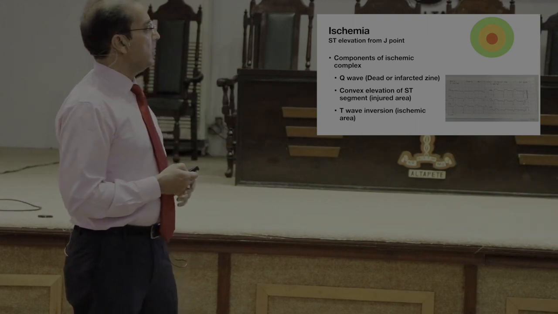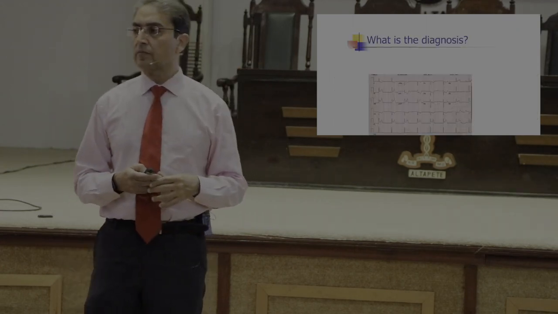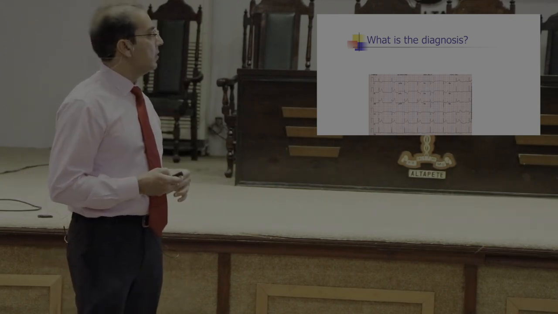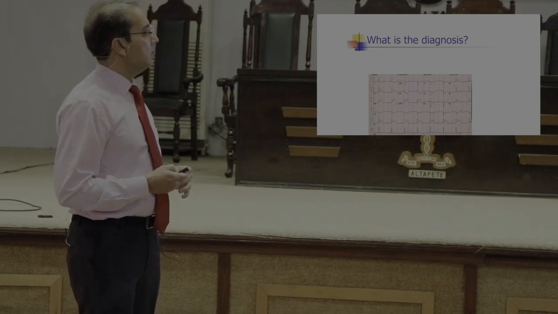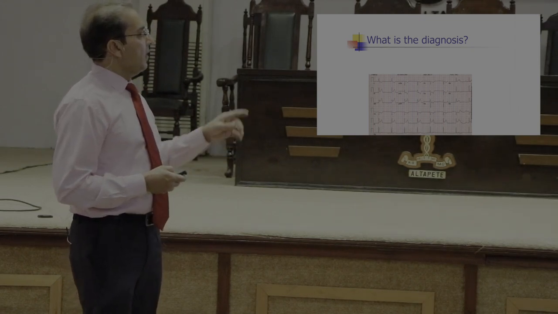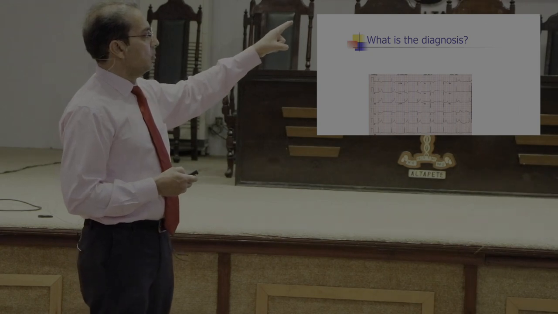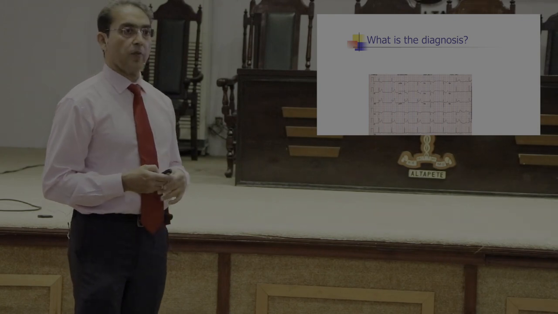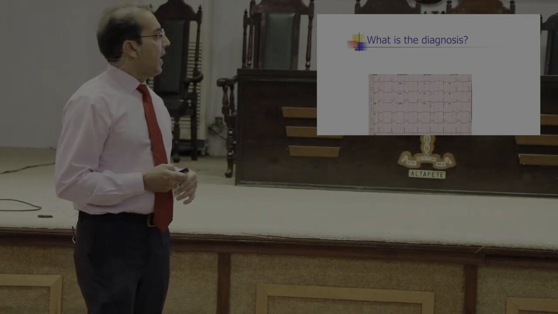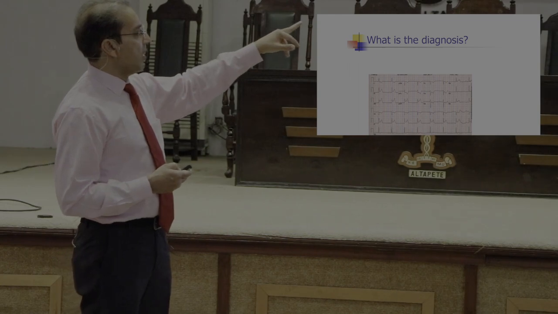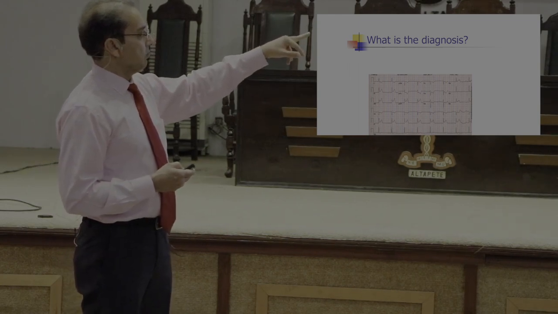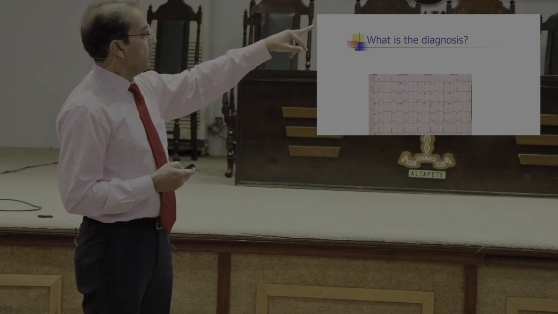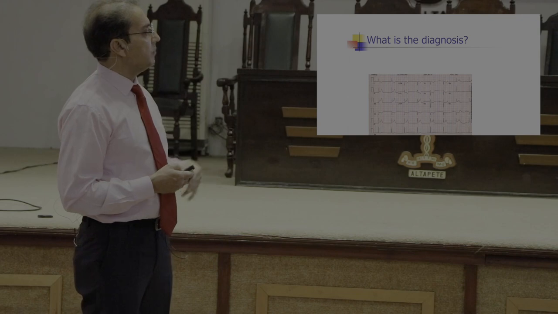Now, what's the diagnosis in this ECG? You see ST elevation in leads 2, 3, and aVF. This is inferior wall myocardial infarction. And there are some changes in leads V1, V2, V3, V4, V5, and V6 as well.